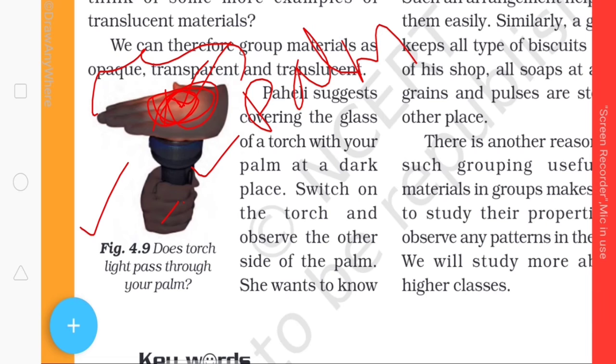So what type of object is our palm? Whether it is transparent, opaque or translucent, what will be the answer? Think. It will be translucent.